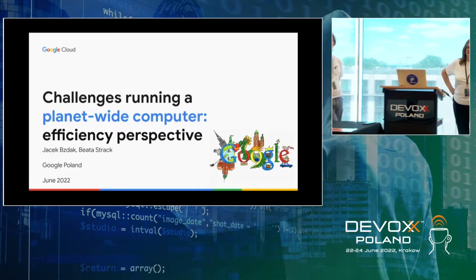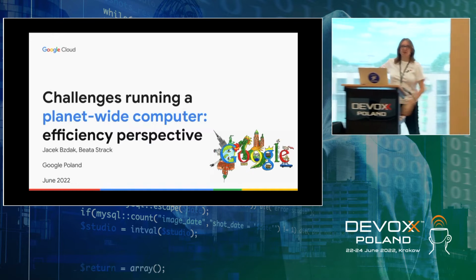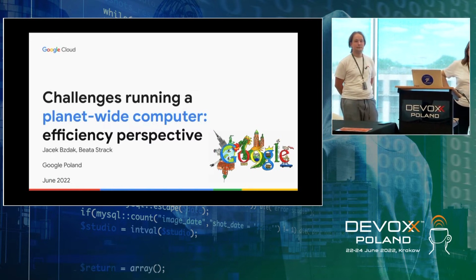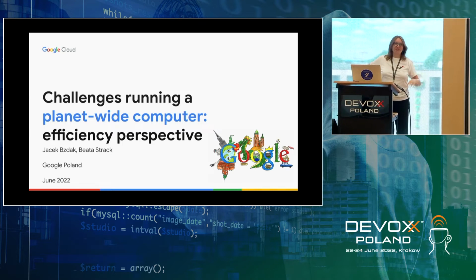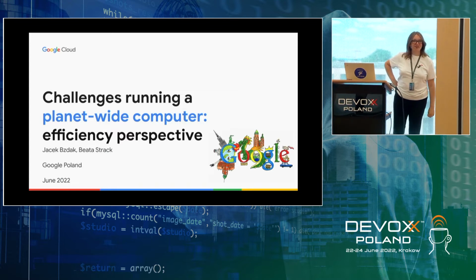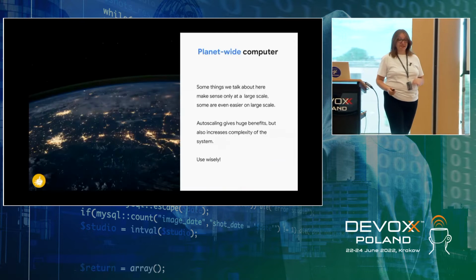Okay, I guess we can start. Hello, everyone. My name is Beata, and this is Jacek. We are both software engineers at Google in Poland, and we both work, although on different projects, on making our planet-wide computer efficient. Let me tell you what it means in a second.